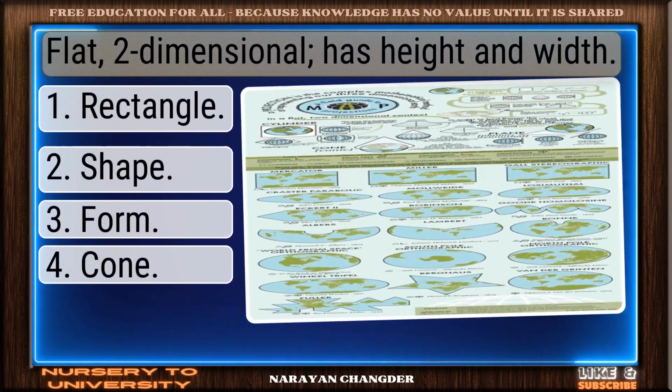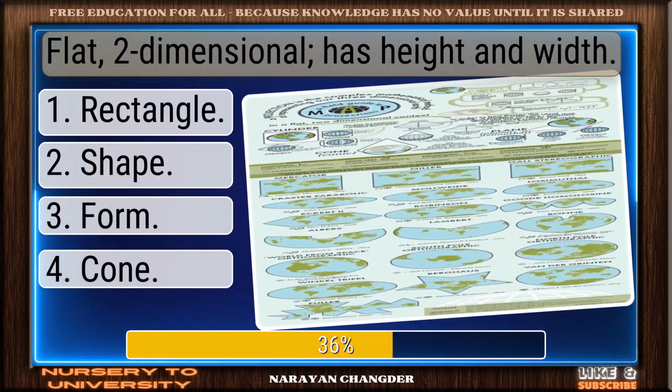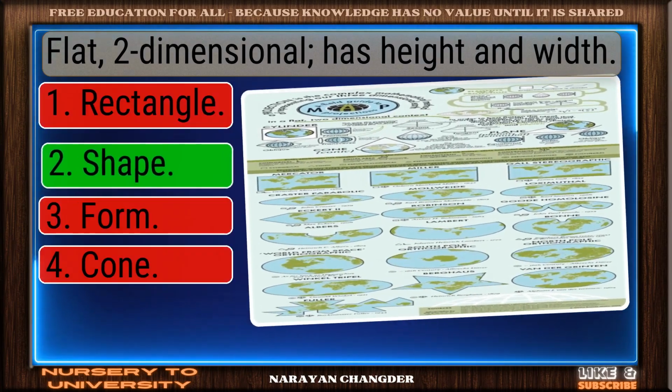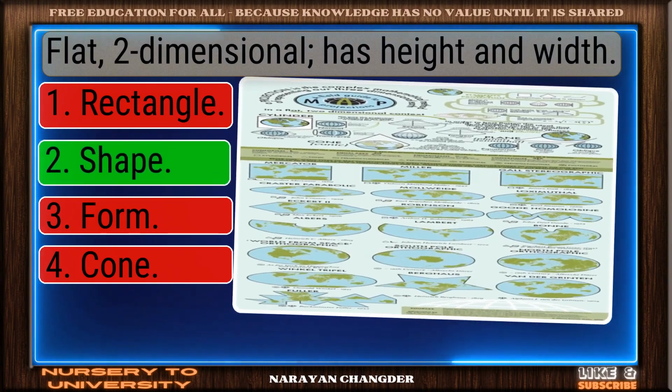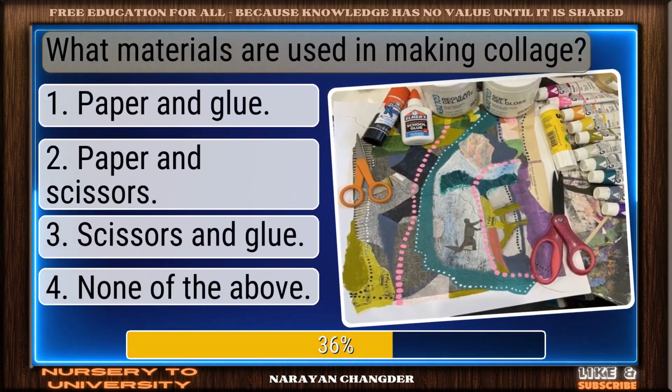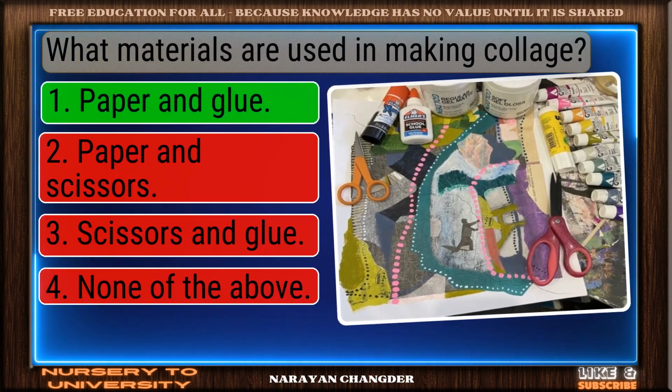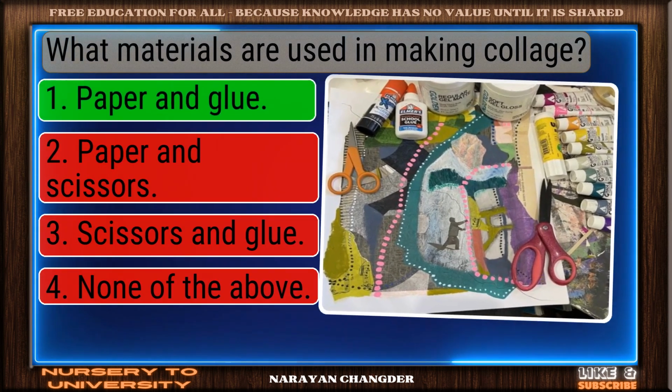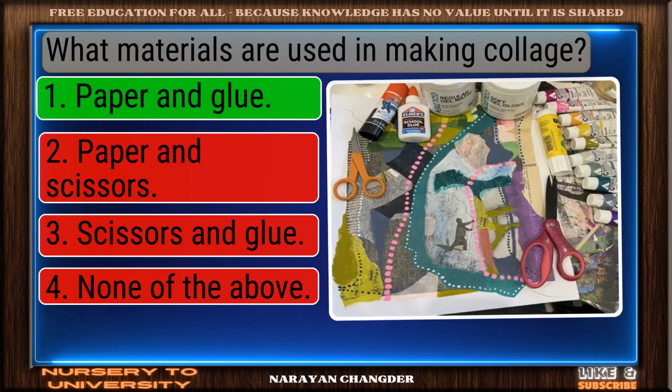Flat, two-dimensional, has height and width. Excellent. Shape is a brilliant choice. What materials are used in making collage? Smart move. Paper and glue is an accurate answer.